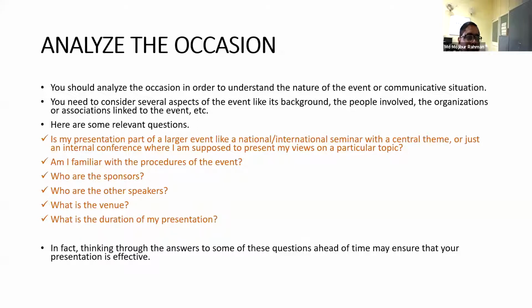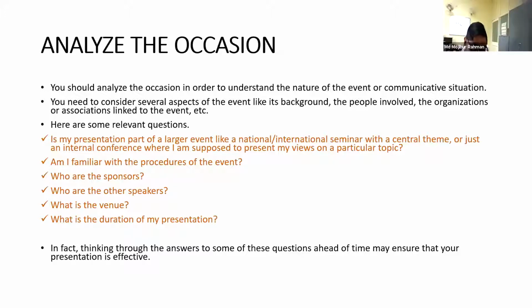Yes. Any idea? How far is that organization authentic? Right. Anything else? So when you know the sponsor, you know what is expected from you as a presenter, because they have some specific targets to be achieved. That is why they are sponsoring you. So it's better to understand the sponsors and the audience.